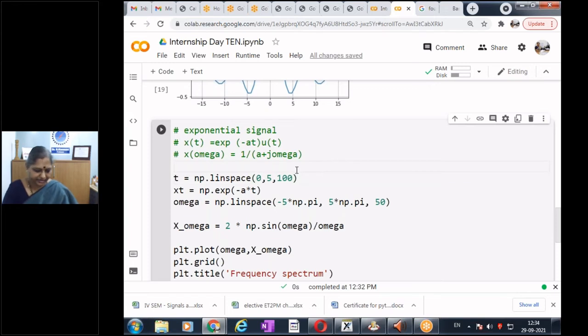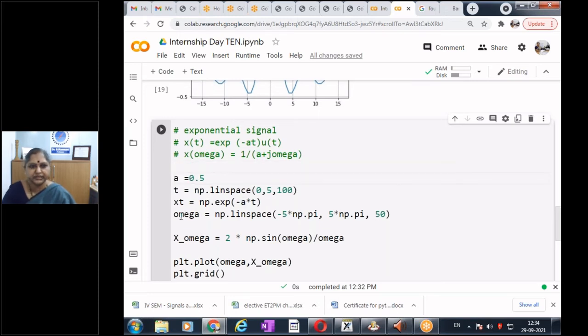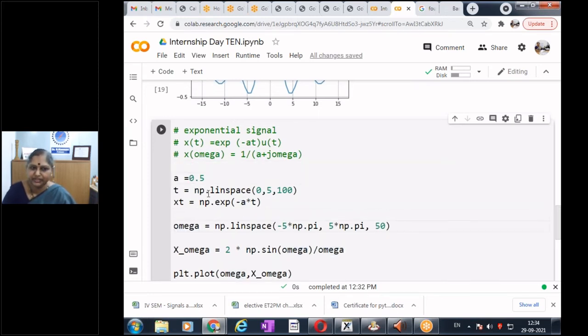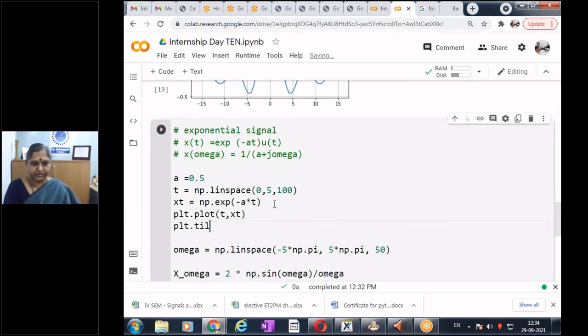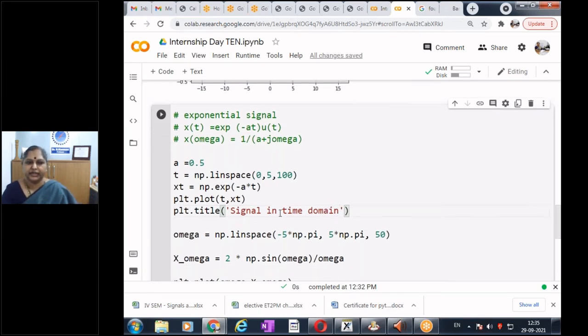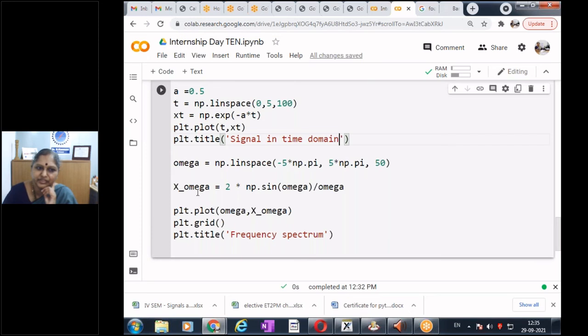And let us define a. We said a equal to 0.5, so I'm defining my a as 0.5. This is my x of t. I define my t and x of t, and then let me plot it with plt.plot(t, xt). And plt.title: signal in time domain. Let us first plot this.